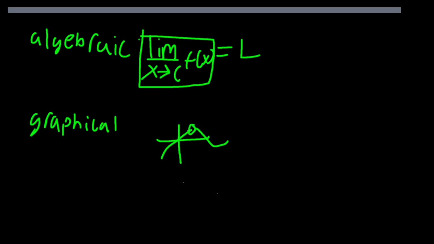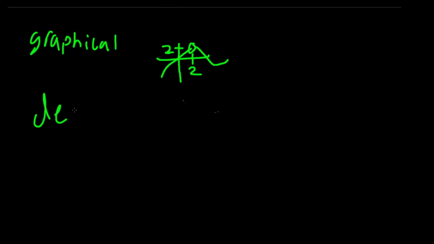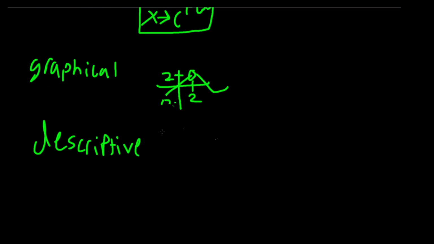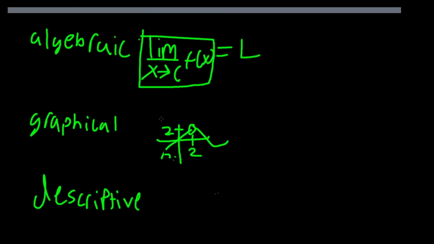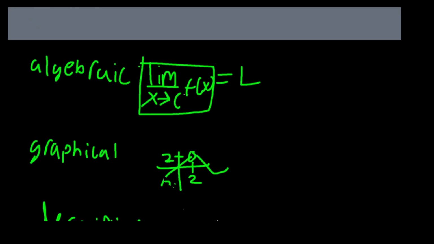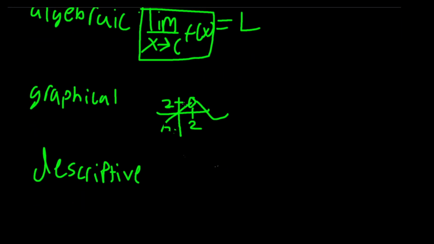There's the limit here of saying, as it approaches 2, it's getting closer to 2. And then there's descriptive, which is just the limit as x approaches c of f of x equals L, but normally you're given c and you have to find L. So you'd say the limit as x approaches 2 of x cubed equals 8. But that's how you do that for descriptive.